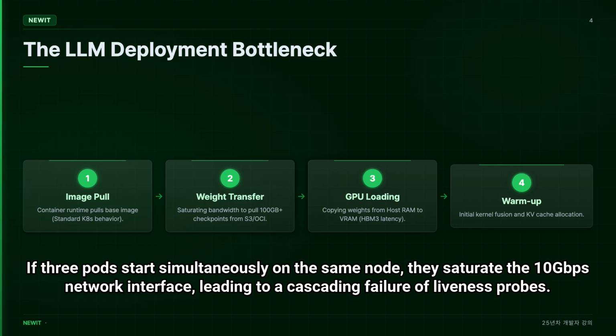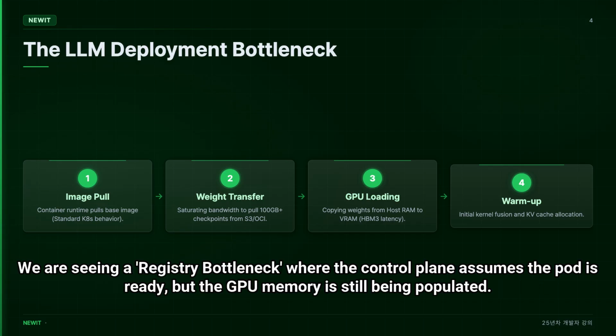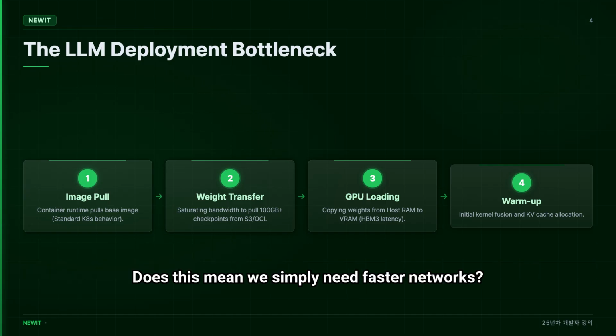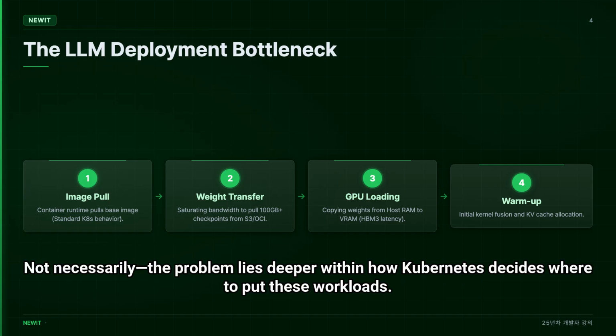If 3 pods start simultaneously on the same node, they saturate the 10 GbE network interface, leading to a cascading failure of liveness probes. We are seeing a registry bottleneck where the control plane assumes the pod is ready, but the GPU memory is still being populated. This data transfer latency breaks the responsiveness expected of an automated orchestrator. Does this mean we simply need faster networks? Not necessarily. The problem lies deeper within how Kubernetes decides where to put these workloads.